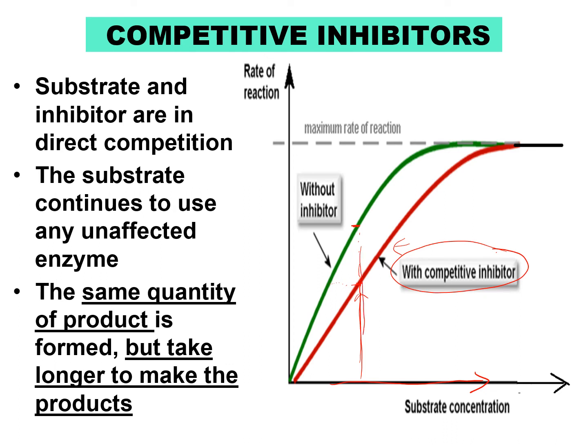So at the same concentration of substrate, the rate of reaction with competitive inhibitor is lower than the rate of reaction without inhibitor. But as we increase the substrate concentration, the rate of reaction will increase. So at the end, the reaction will achieve the same amount of product as the process without inhibitor.